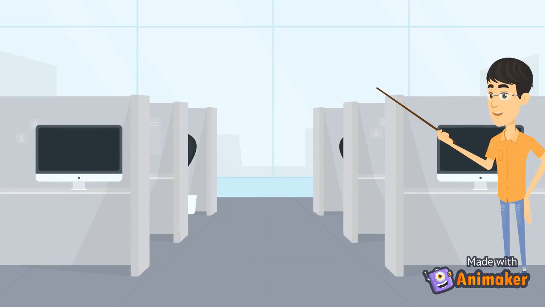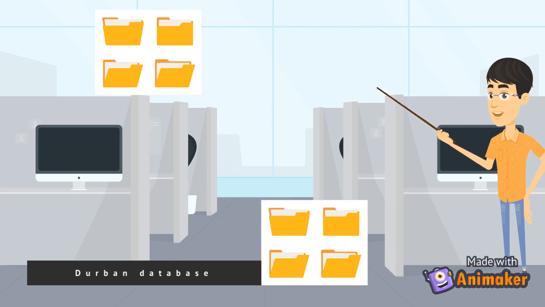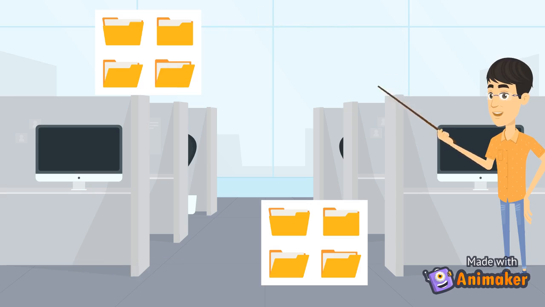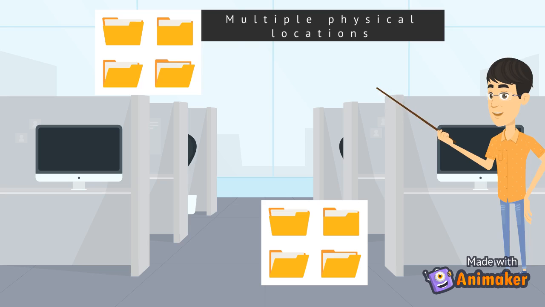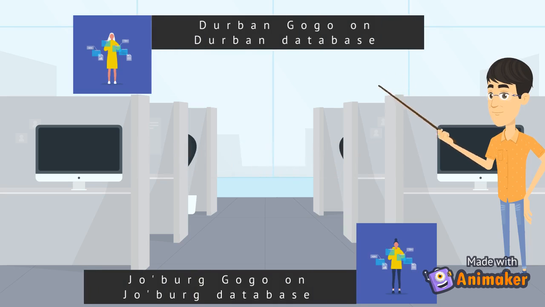A distributed database is a database that consists of two or more files located in different sites, either on the same network or on entirely different networks. Portions of the database are stored in multiple physical locations and processing is distributed among multiple database nodes.